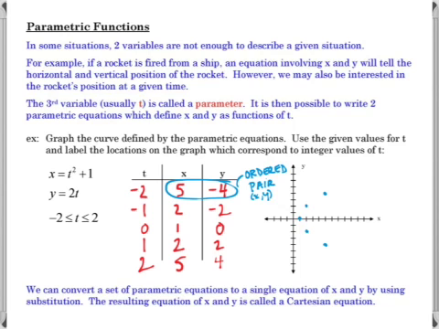So this is called our t-step. I'm stepping through the interval by an interval of 1. But I could have gone by 0.1, I could have gone by 0.01. That's why the table is bad, because I'm never going to get all the points. So this line does get connected.